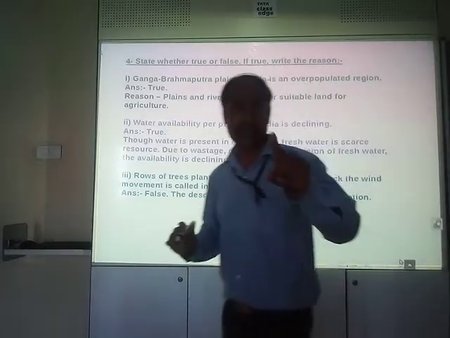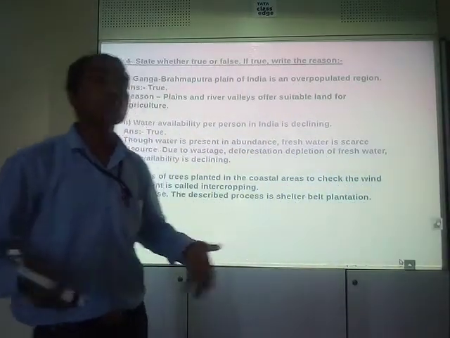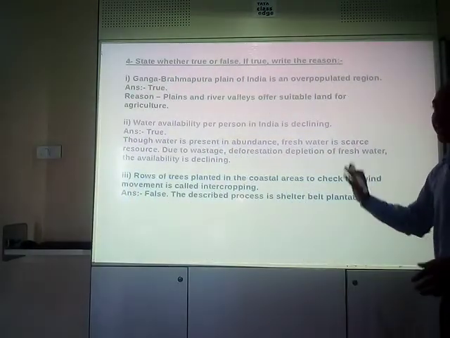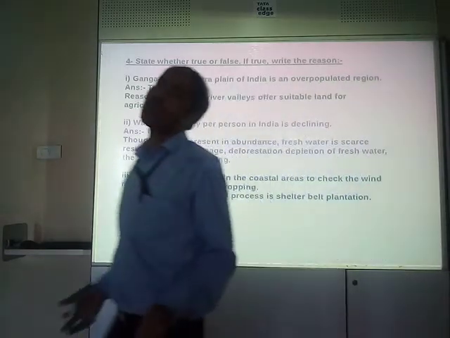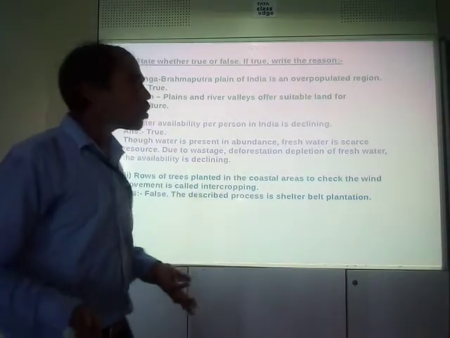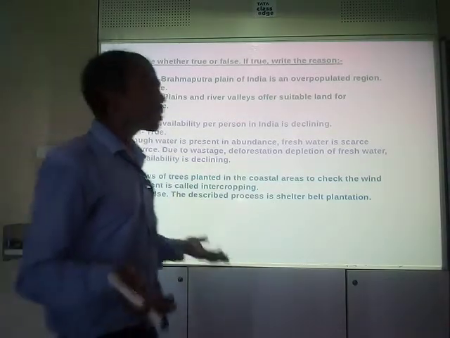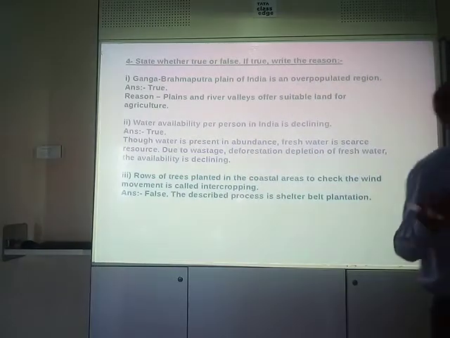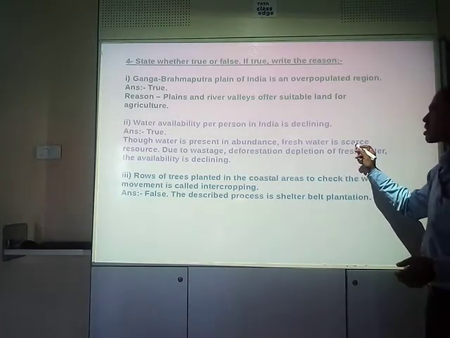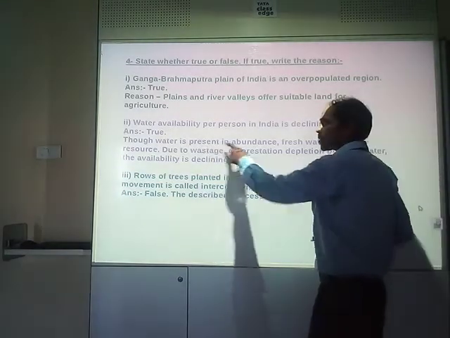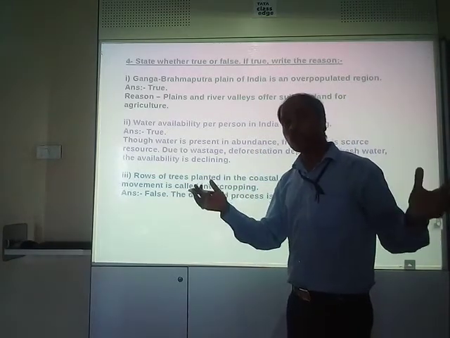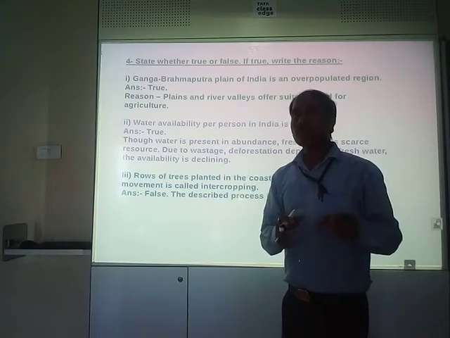Very little. 70% comprises saline water, your seas and oceans. Most of the water present in seas and oceans is saline, so we can't use it for drinking and other purposes. That's why fresh water is reduced to very little in quantity. The fresh water is scarce, though water is present in abundance. Three-fourths of the part of the earth comprises water.